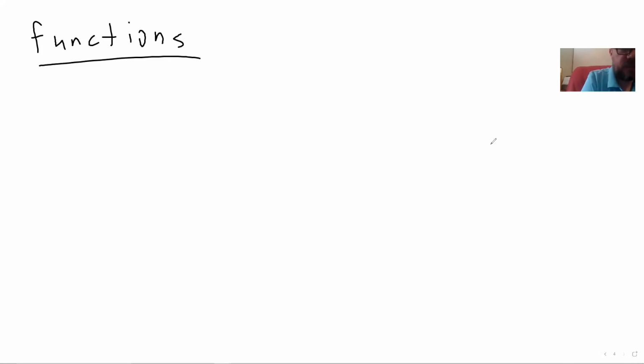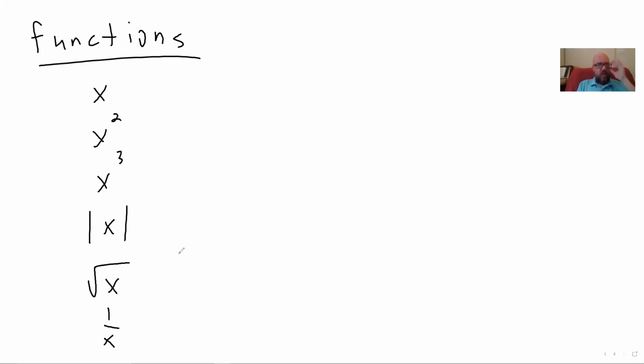We've got x squared, x cubed, absolute value of x, what's the other one? Square root of x, and then 1 over x. So you can make most of the functions that you're interested in out of these guys.